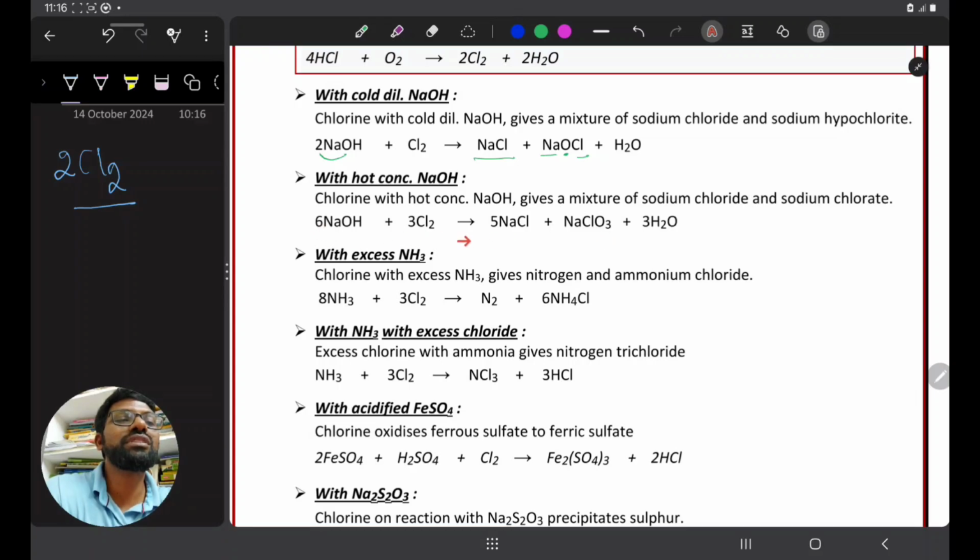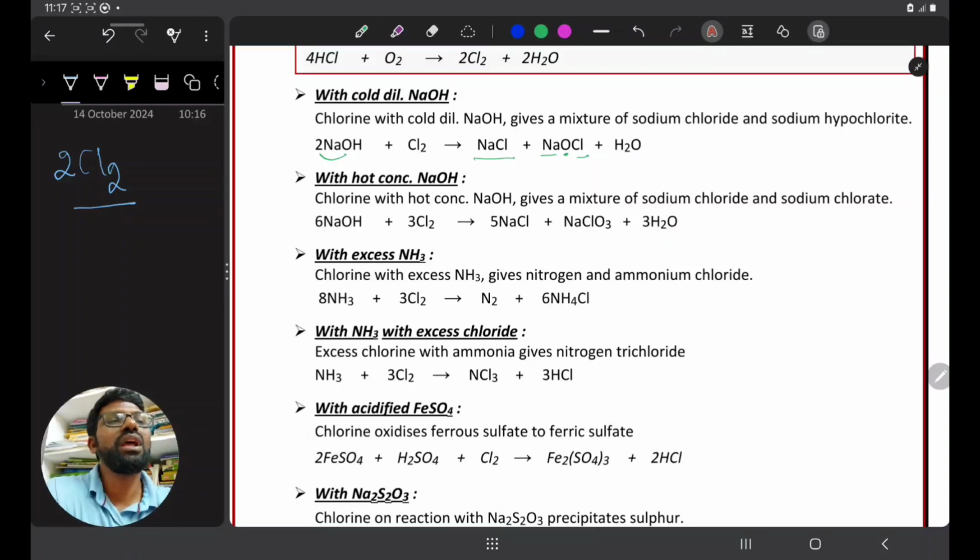So 5 Na, 5 Cl, 5 NaCl, and the remaining Na and Cl, NaCl, and half of the oxygen atoms, that is equal to 3. So NaClO3. And the next final step is how many hydrogens are left? 6 hydrogens are left, and oxygens, 3 oxygens out of 6 oxygens, 3 oxygens already consumed here, 3 more oxygens left. So 6 hydrogens and 3 oxygens, we always get 3H2O.